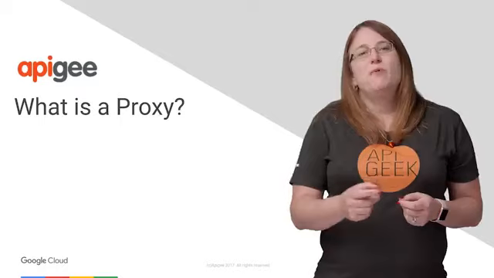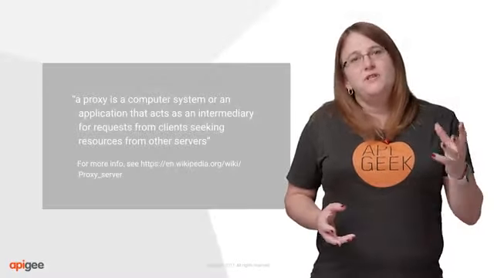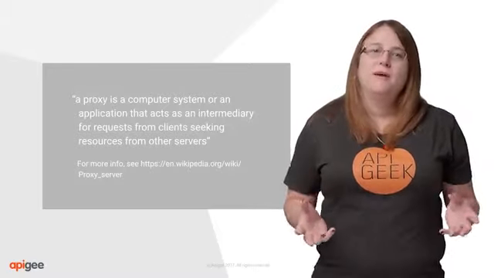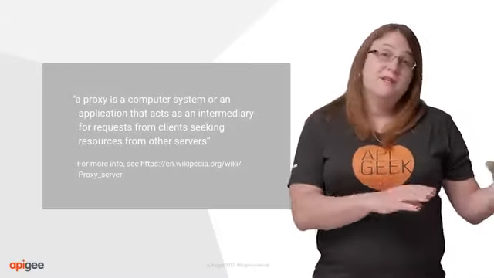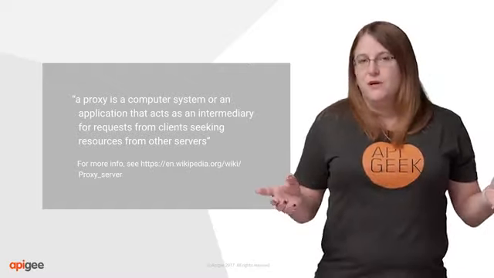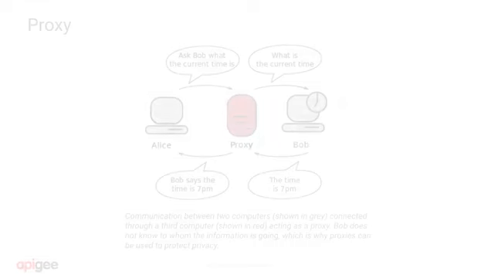Hi! Apigee allows you to build and manage your API proxies. But what exactly do we mean when we say a proxy? In this module, we'll see if we can explain that a little bit. A proxy is a system or an application that sits between a client and a server, at least in the context of web architecture. So what does this look like?